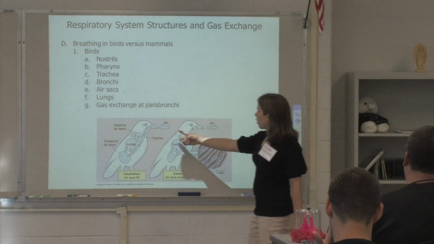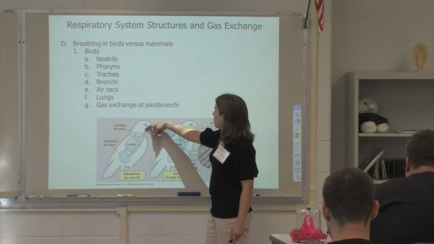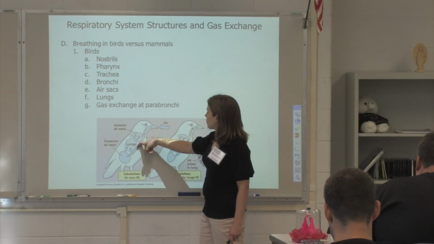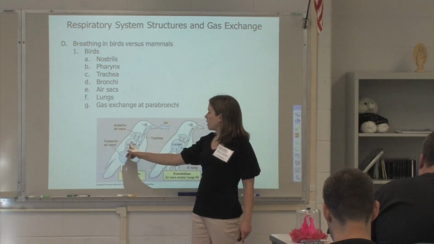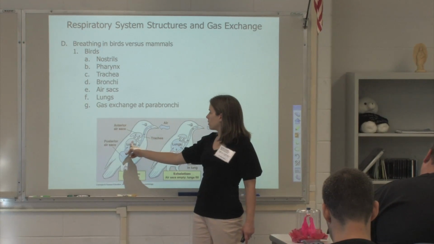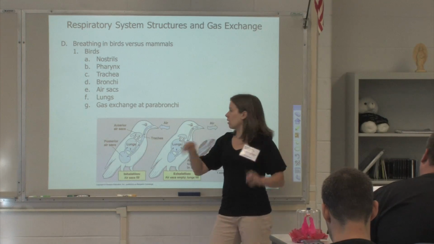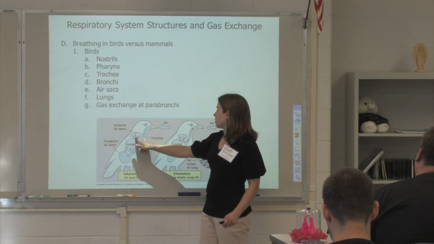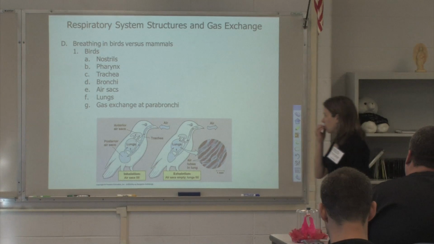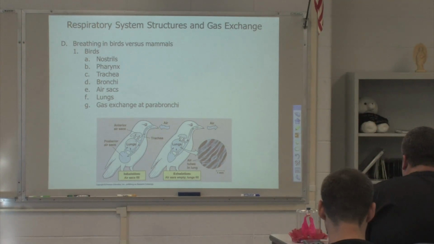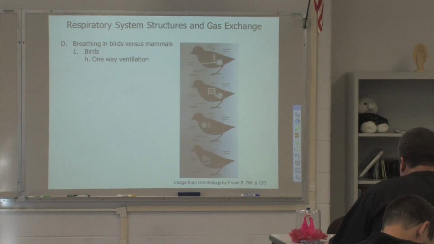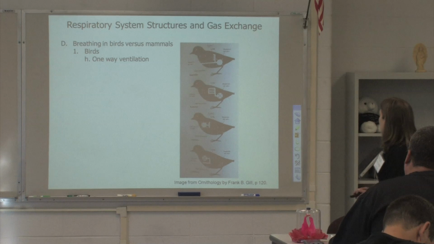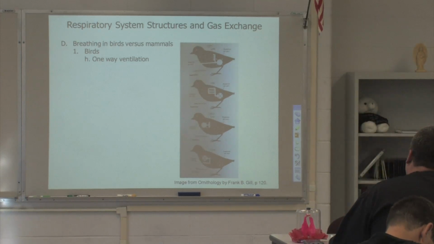So the air flows into the nose, down the pharynx, the trachea, into some of these air sacs for holding, then into the lungs where gas exchange happens. Then the old air moves into these anterior air sacs before leaving the bird's body. And it takes 2 ventilation cycles for the air to make its way through a bird.